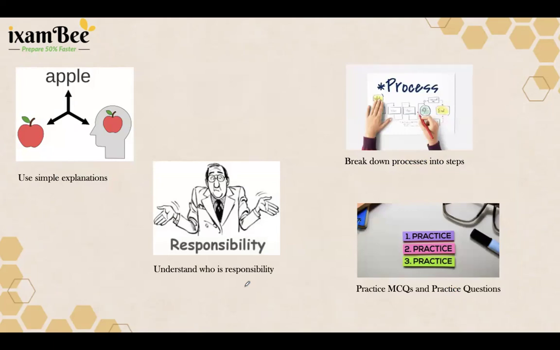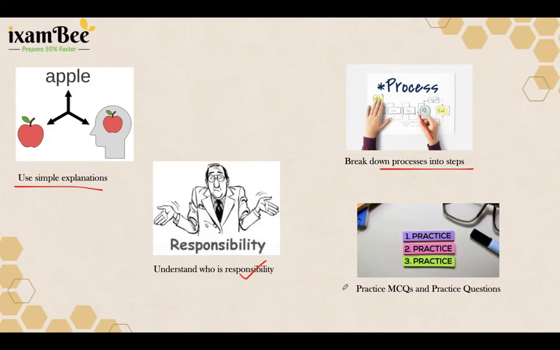The way to study these chapters effectively is by using simple definitions with examples, right? By breaking down processes into steps. For example, forming a company under Section 7, you need to file forms. Then, the second step is to attach MOA and AOA, and then getting approval from ROC, right? Then, understanding who is responsible, right? Like auditors being appointed at the AGM under Section 139.